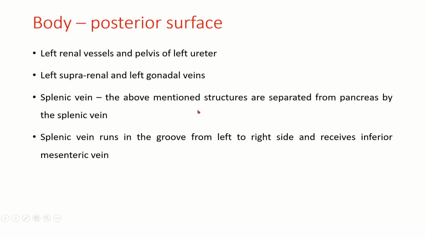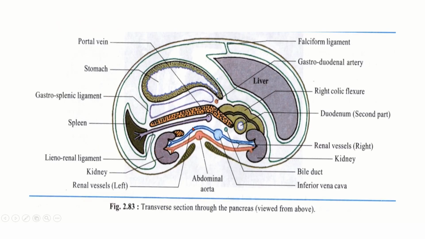Splenic vein. The above mentioned structures are separated from the pancreas by the splenic vein. Splenic vein runs in the groove from left to right side and receives the inferior mesenteric vein. You can see here, this is the splenic vein. All these structures are separated from the pancreas by the splenic vein.